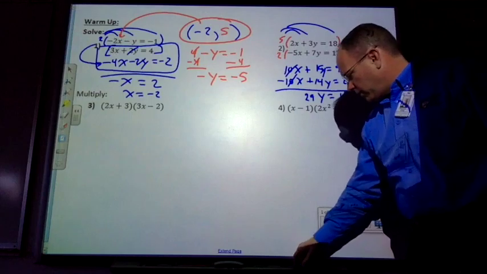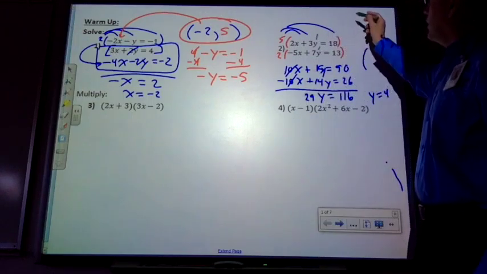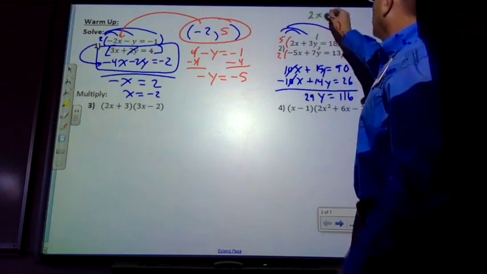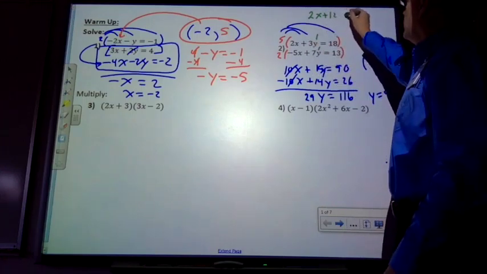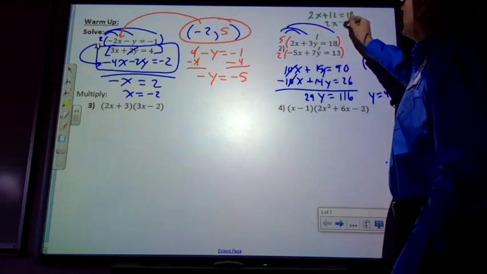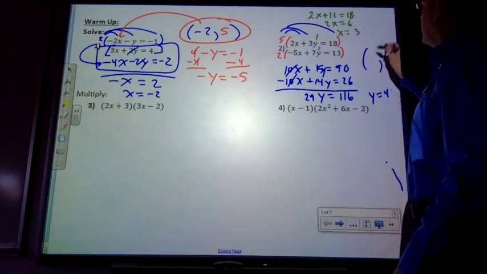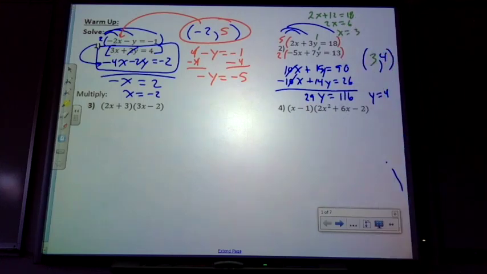I need to plug that y component either in here or here. So I'll plug it in the top one so I can get 2x plus 3 times 4, which is 12, is equal to 18. 2x is equal to 6. x equals 3. Let's ask this question. Are these parallel lines if we had graphed them? No. Why, right? Because that's a point, and if that's a point, that means they intersect at a point, and you know parallel lines from geometry aren't going to intersect, right? So again, if we got something goofy.